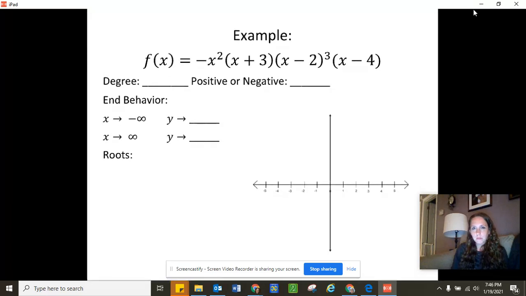So here's my example. Like I said, for degree, you're going to add the exponents, but the thing people generally forget is to include the ones that don't have exponents. Technically, there'd be a 1 there. So I have 2 plus 1 is 3, plus 3 is 6, plus 1 is 7. So my degree is 7.